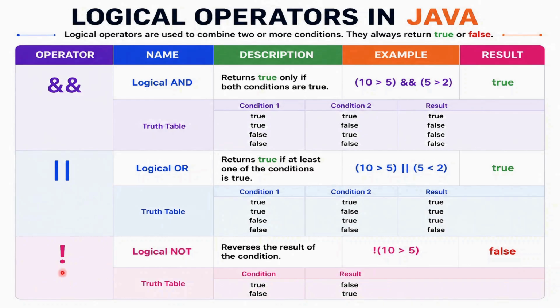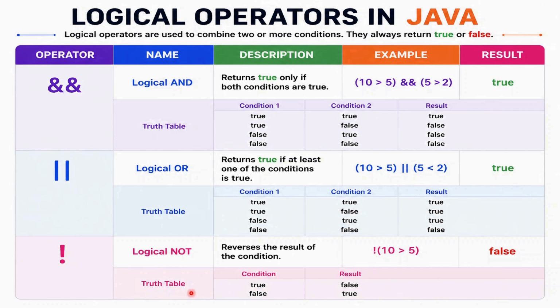Moving to next, we have not equal to. So the name is logical NOT. The description is it reverses the result of the condition. Means what? We have an example here. In brackets we have 10 greater than 5. 10 greater than 5 is true. So it reverses that condition. So 10 greater than 5 is true, and the reverse of true is false. So the result is false.